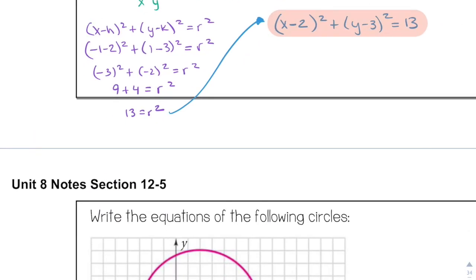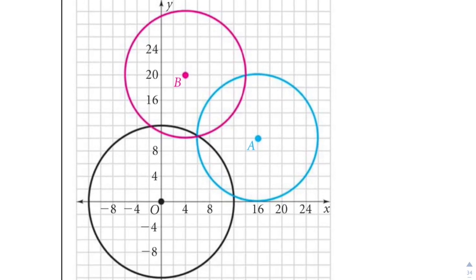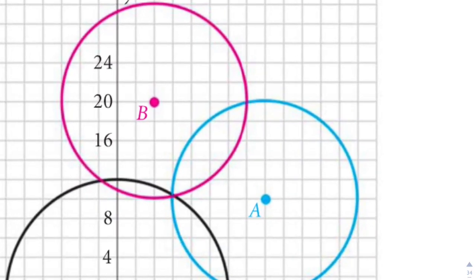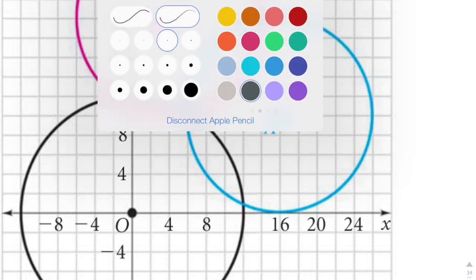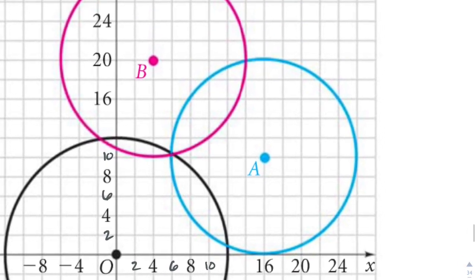Alrighty. Write the equations of the following circles. These are a little bit quick and easy. I'll do B first. Be careful, these axes are counting by 2. So 2, 4, 6, 8, 10, 2, 4, 6, 8, 10, 12, and so on.